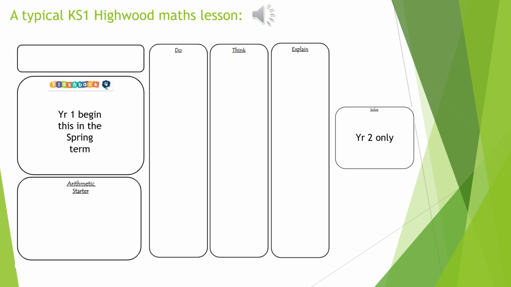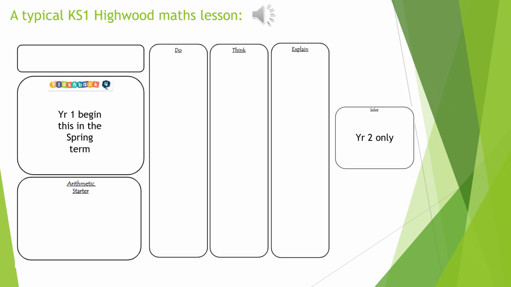All the children receive the same sheets for maths. Their starter sheet has their flashback 4 on, with the learning objective and the vocabulary for that lesson. They will also have an arithmetic starter. This starts for year 1 in the spring term, but year 2 will start this in the autumn term.